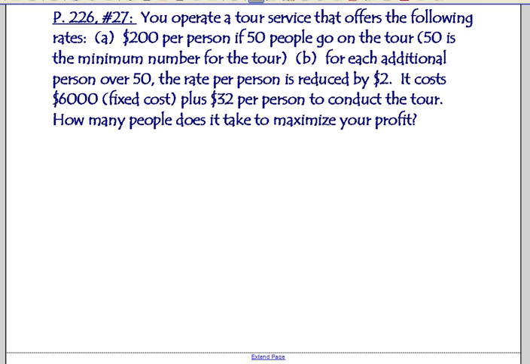Okay, we're going to problem number 27. It's a very tricky problem to come up with the equation on this question. And once we get the equation, the calculus won't be too bad.